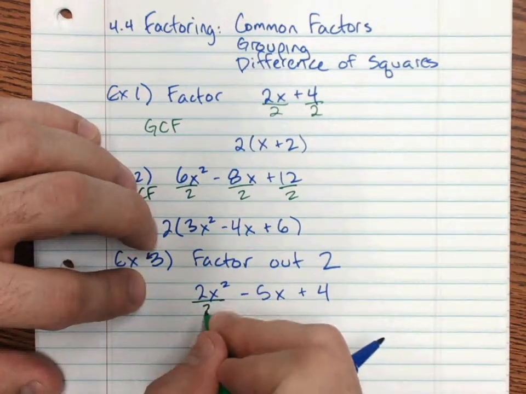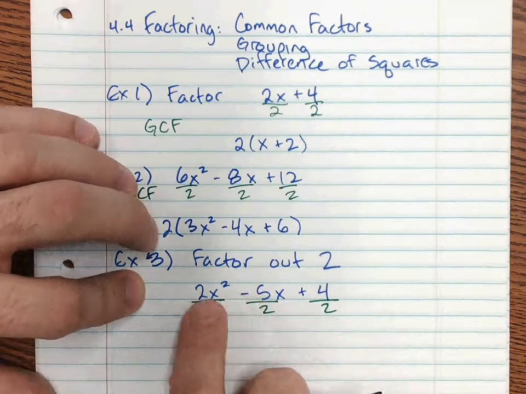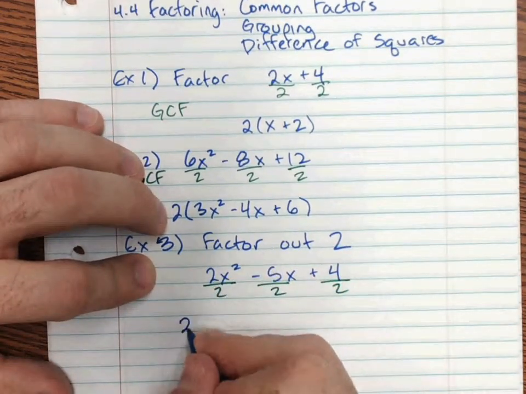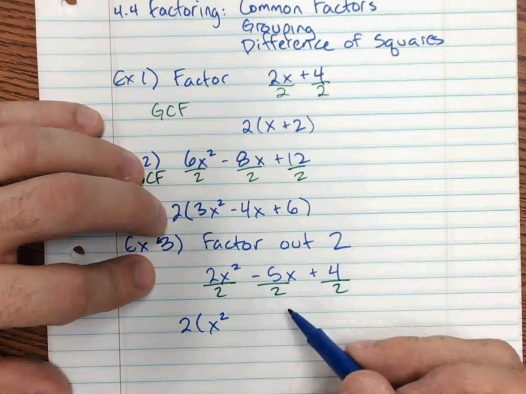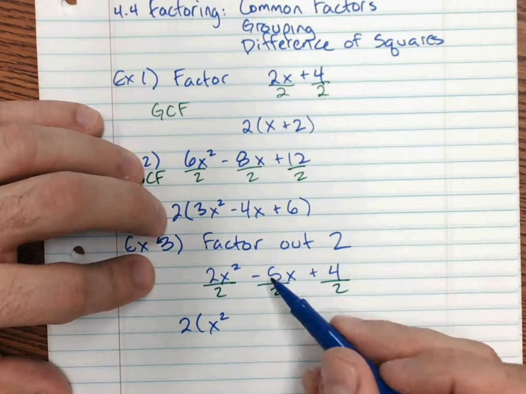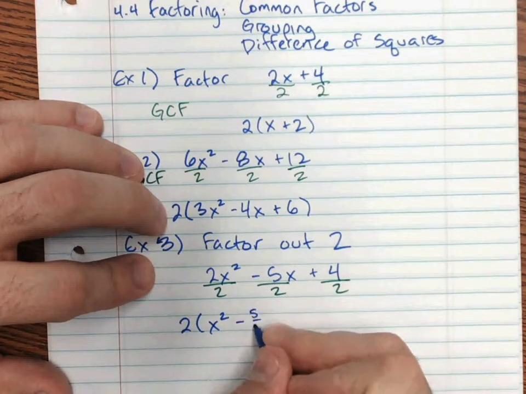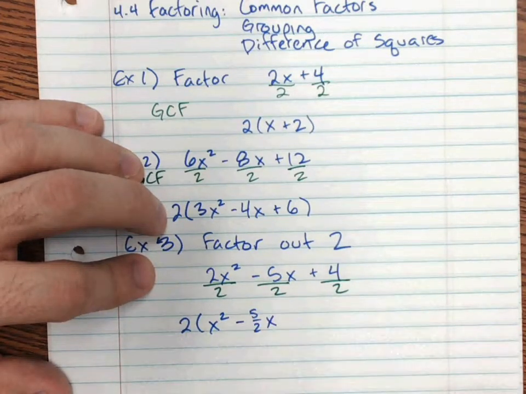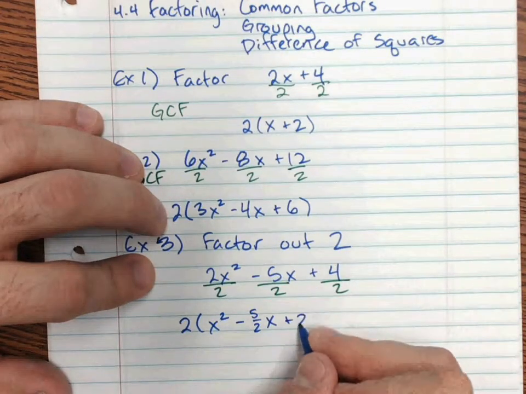We're going to divide everything by 2 here and just do what it says. So 2x squared divided by 2 becomes x squared. The negative 5x divided by 2 doesn't divide evenly, but what you would do is you would just leave it as negative 5 halves x. Okay? And then 4 divided by 2 would be 2.